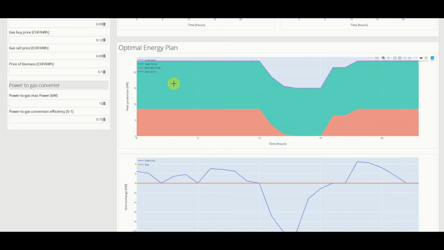In this video, I will show how to use the website. If you want more information about Maestro, please consult the CSEM website.